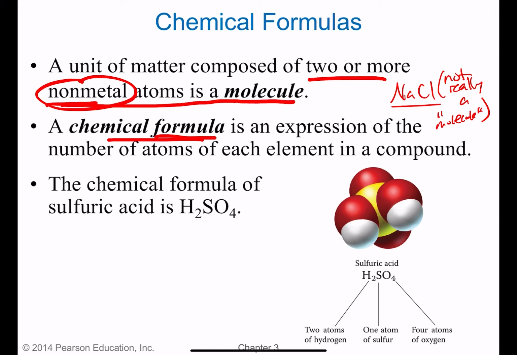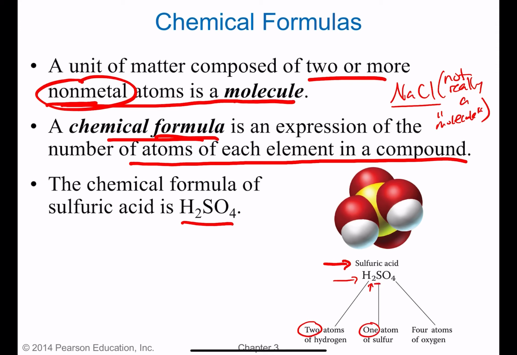And now a chemical formula is an expression of the number of atoms of each element in a compound. So here's their example. We have H2SO4. This guy is called sulfuric acid. Maybe you've heard of it before. It's common in car batteries. But by the formula of sulfuric acid given here, it's telling us that we have 2 atoms of hydrogen because of the little 2 right there, 1 atom of sulfur, and then 4 of oxygen.